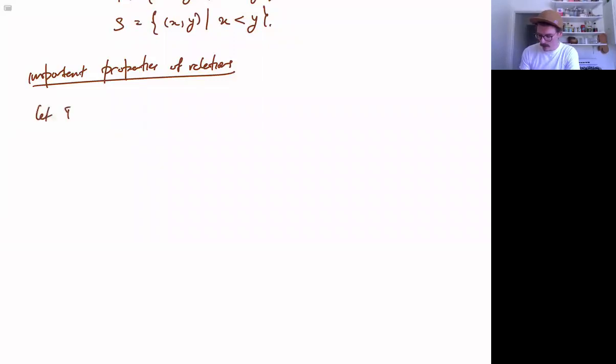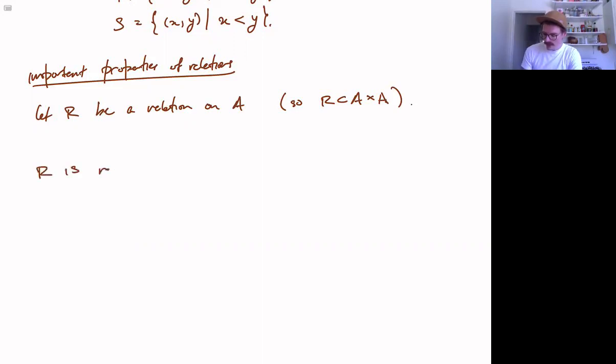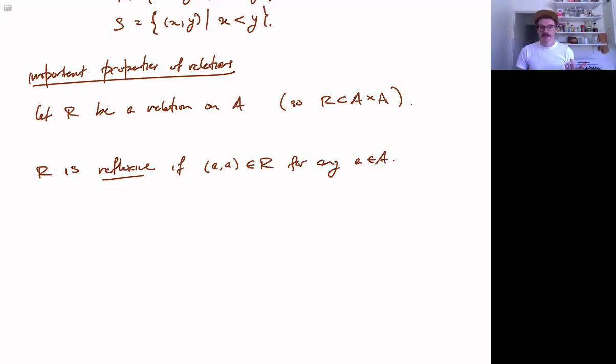So let R be a relation on a set A. Just to reiterate the definition, R is simply a subset of A cross A. We say that R is reflexive if (a, a) is in the relation for any element of A. So it's reflexive if every element of your set is related to itself.